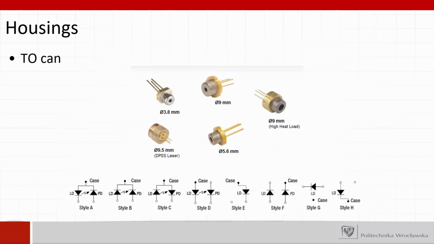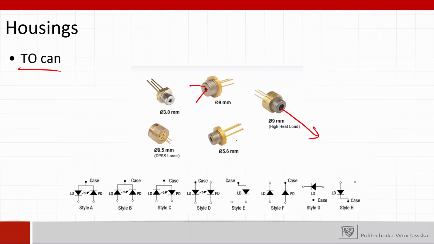So semiconductor lasers can be found in different housings. Since you are engineers, I thought that it would be worth showing you how this looks. So usually they are packed in standard TO cans. So we have some pins and the output window where the light is extracted from the laser.